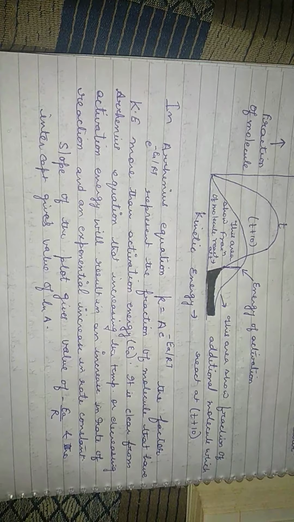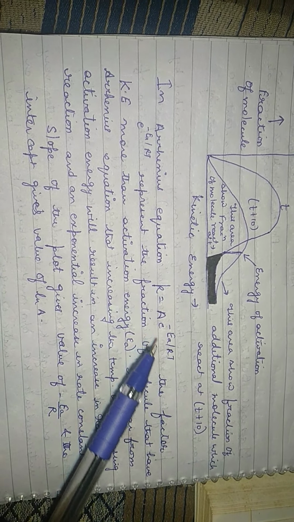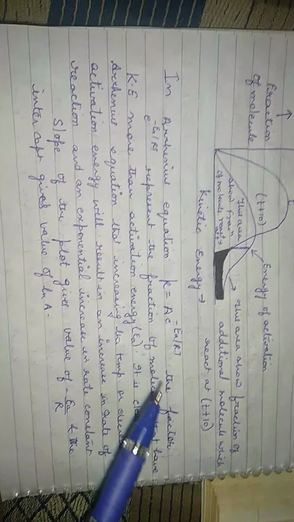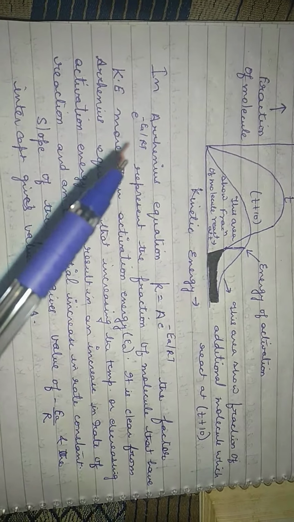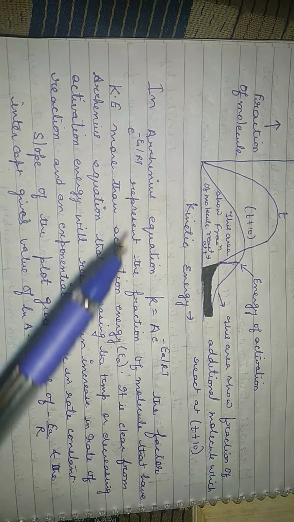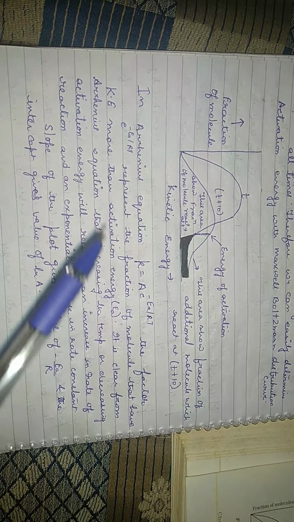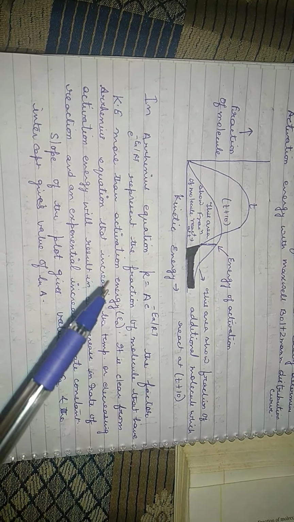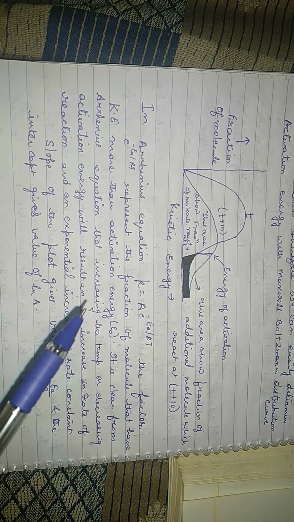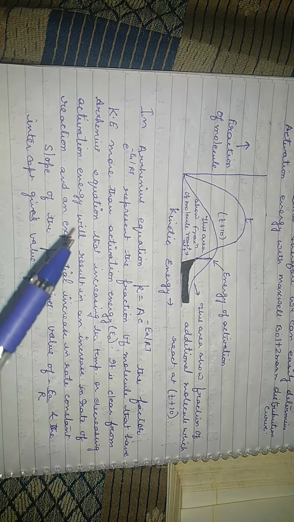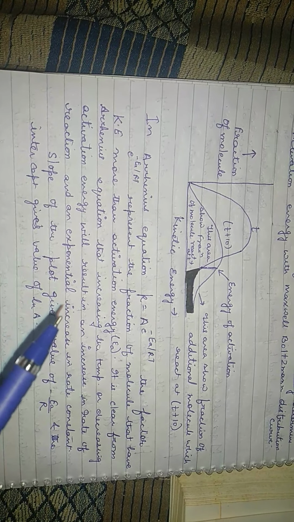Okay. So now coming on to the next topic, that is in the Arrhenius equation, k is equal to A e to the power minus Ea upon RT, where Ea is your activation energy. The factor e to the power minus Ea upon RT represents the fraction of the molecules that have a kinetic energy more than that of the activation energy. So it is clear from the Arrhenius equation that increasing the temperature or decreasing the activation energy will result in an exponential increase in the rate of reaction.